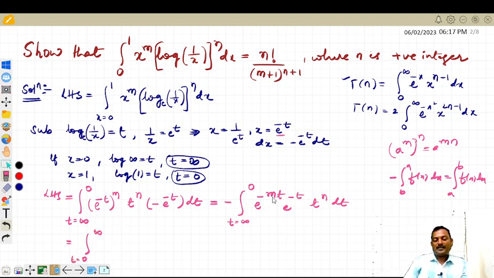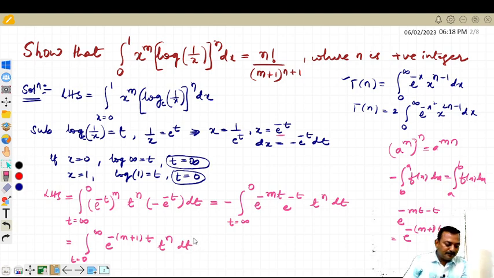Here the bases are the same, so the powers are added. So here you can observe e raised to minus mt minus t. Here I am going to take minus t common. You will get m plus 1, student. So this is e raised to minus m plus 1 into t, into t raised to n into dt.